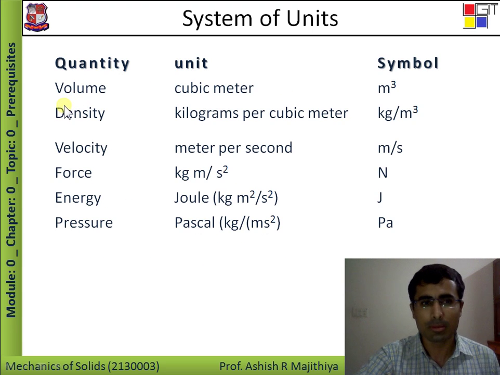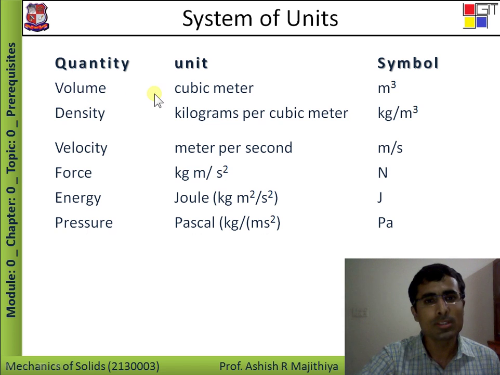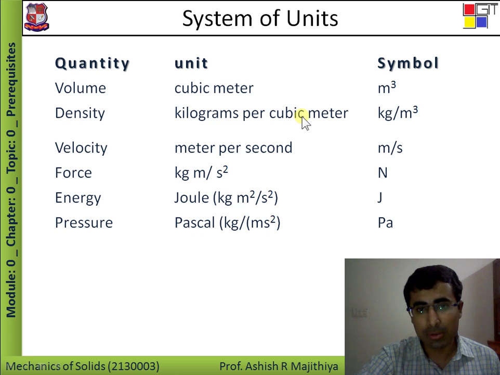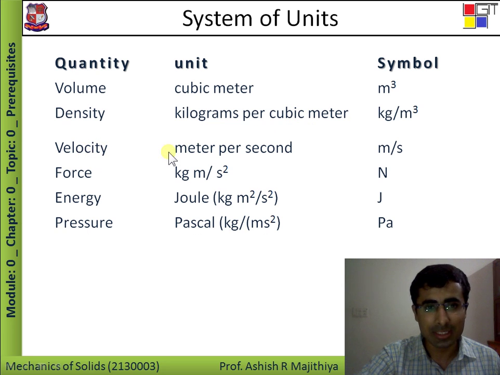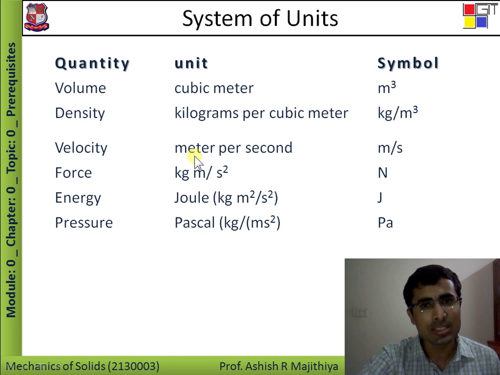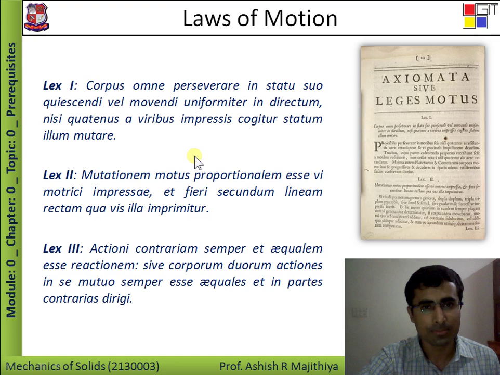Some examples: the unit of volume is cubic meter, the unit of density is kilogram per cubic meter, the unit of velocity is meter per second, the unit of force, that is mass into acceleration, is kg meter per second square, which we call Newton, the unit of energy is kg meter square upon second square, that is joule, and the unit of pressure is pascal. So we are totally aware of all the basic fundamental and secondary units.